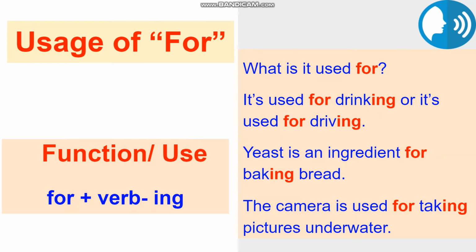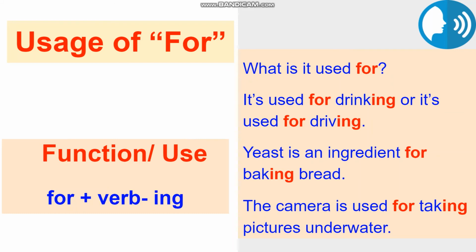Moving on, what's the purpose of a glass tumbler? What's its function? What is it used for? Well, it's used for drinking and filling up with water. Remember that we use for when we are talking about a function or a use. We use the form for plus verb plus ing. For example, what is it used for? What is the glass used for? It's used for drinking, or another example, it's used for driving.